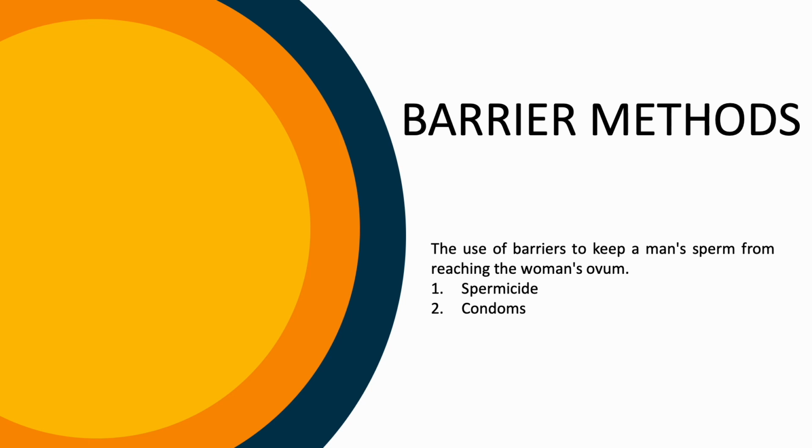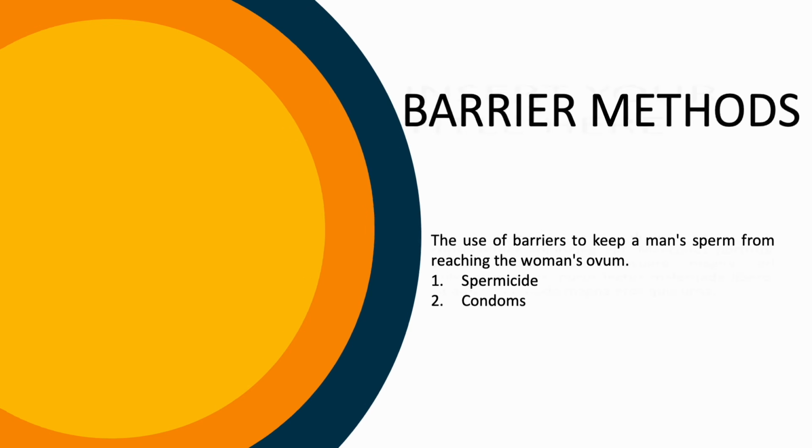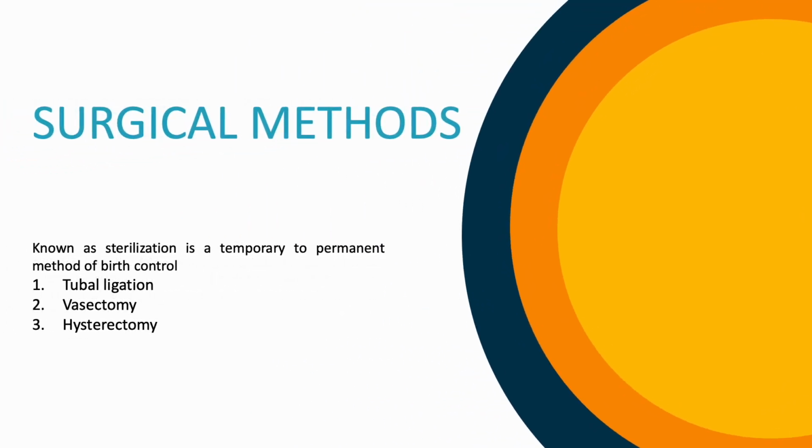Spermicide, which includes the use of chemicals that prevent the male gametes from reaching the female gametes. 2. Condoms, which are made of latex and are used by both males and females. They are used to cover the male genital parts, while females insert them into the reproductive organ.